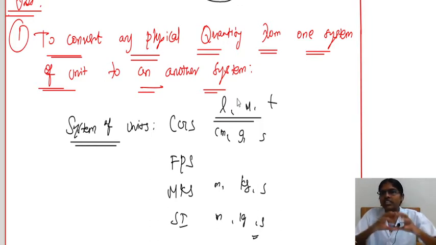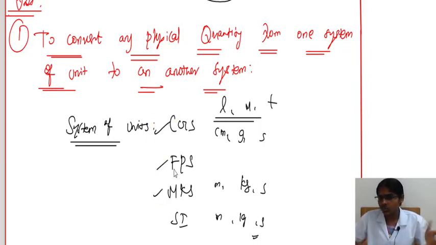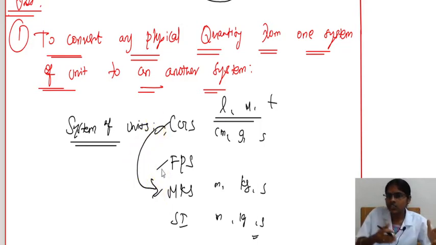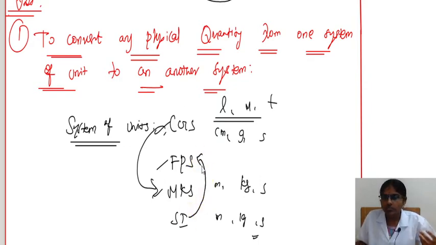When I'm measuring any physical quantity, it may be the length, the mass, or the time. I can measure it in any system of unit. It may be in CGS or FPS or MKS. But if I want to convert the physical quantity from one system of unit to another system, like from CGS to FPS or from CGS to MKS, or from SI to FPS, right? Then I can use dimensional analysis. How?